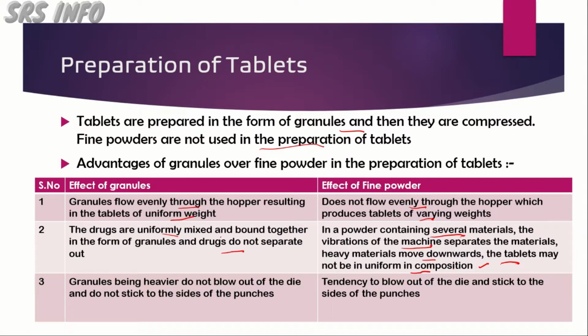The granules, being heavier, do not blow out of the die and do not stick to the sides of the punches. But fine powder has a tendency to blow out of the die and stick to the sides of the punches. So these are the effects of granules over fine powders in the preparation of tablets.